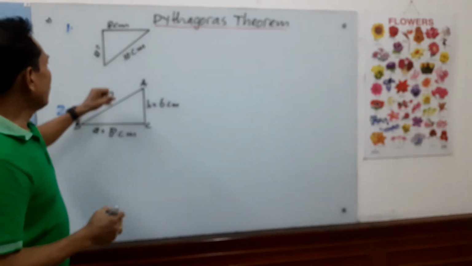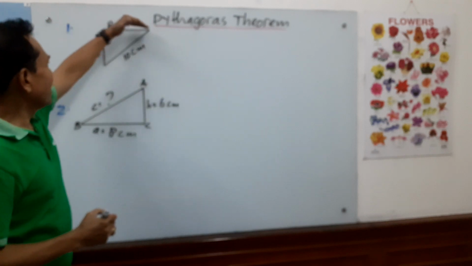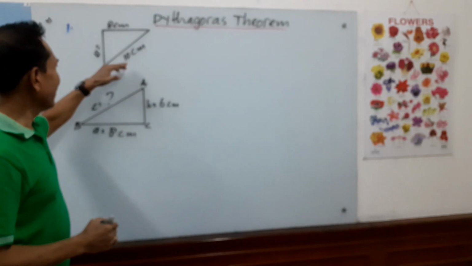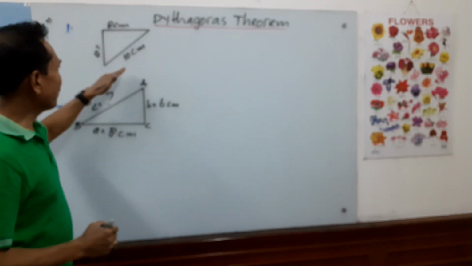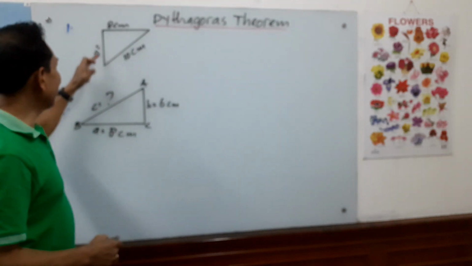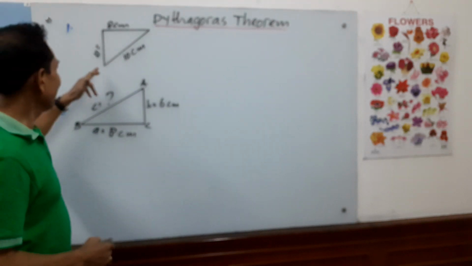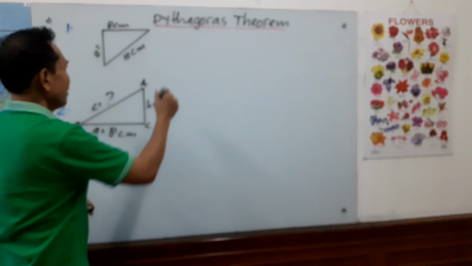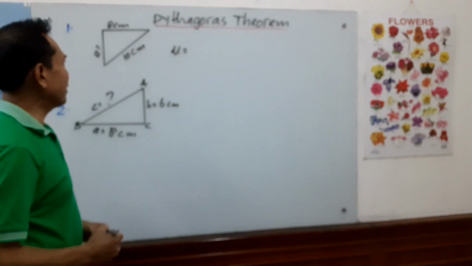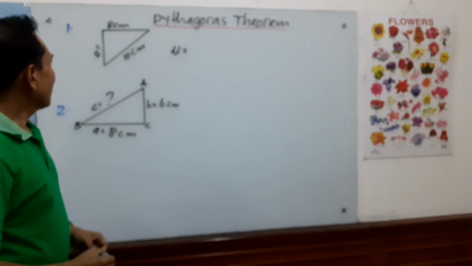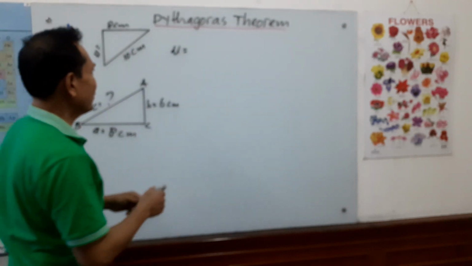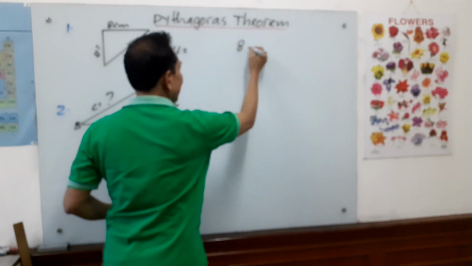We have the top side here, which is 8 centimeters, and this longer side here is 10 centimeters. Now we are going to find this vertical side here, which is x. We put it x. So this x, we will find it out. Now we look at the given sides here, 8 and 10. We write here 8.